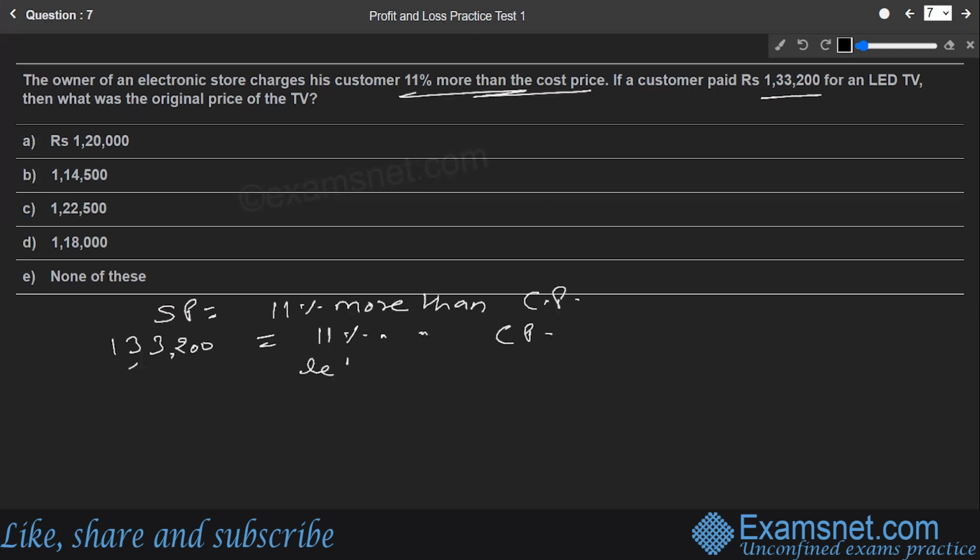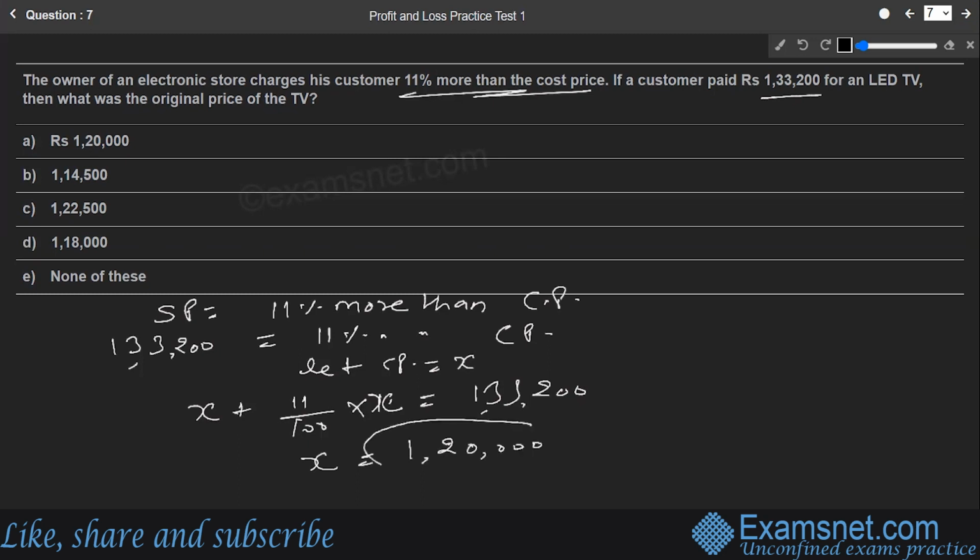So let the cost price be x. Let us say the CP is x. Then we can use this equation: x plus 11% of x should be equal to 1,33,200. If we solve this, it becomes x plus 11 by 100 of x is 1,33,200. Solving this simply, the x value comes out to be 1,20,000. That matches option A, 1,20,000, and that is the right answer.